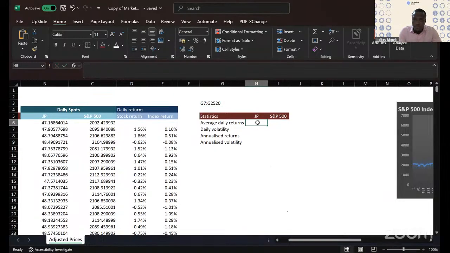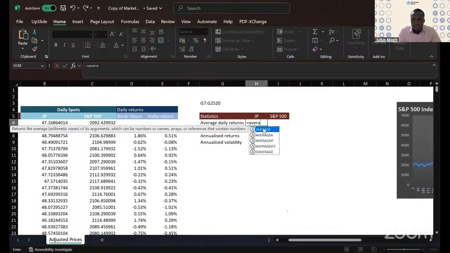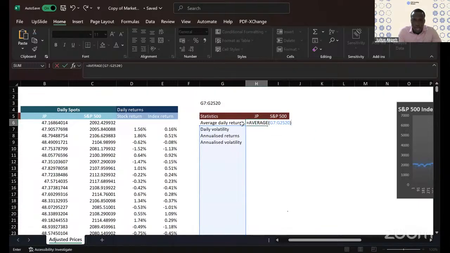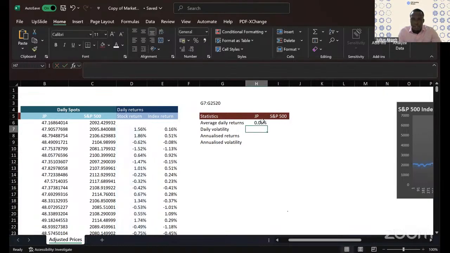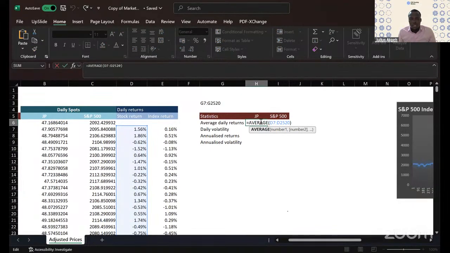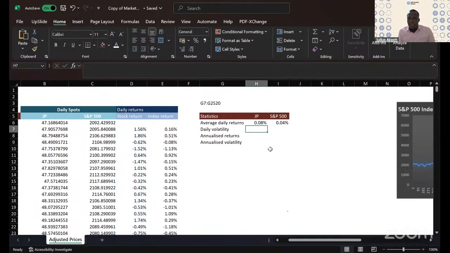Now, if I come here, average, then I put this in the function, then I move it to where I want it to be. For example, for the stock, JP, we put it here and hit enter. That gives us the average. Then I can drag that to S&P 500. JP is giving us 0.08% return average on a daily basis, and that of S&P is 0.04%. In fact, if I increase the time period over and over again, you see these returns even approaching 0, right?